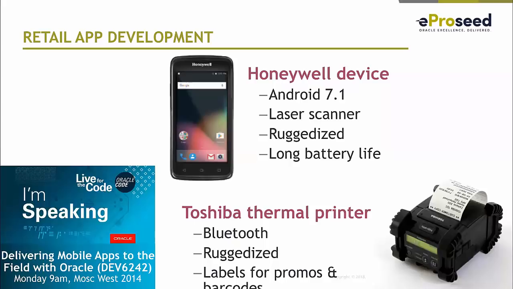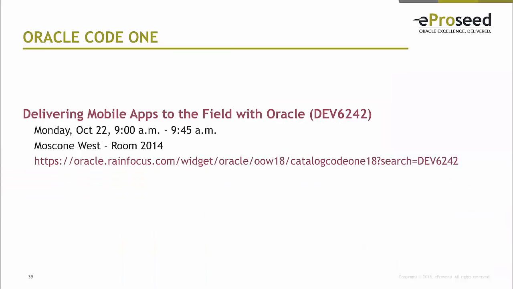They've got a laser scanner on the front of them, so we need Android to talk, we need Cordova to talk to that. We've also got these thermal printers, which you can see on the right, which again are kind of ruggedized printers, and they talk over Bluetooth, and we use Cordova again to talk to those.